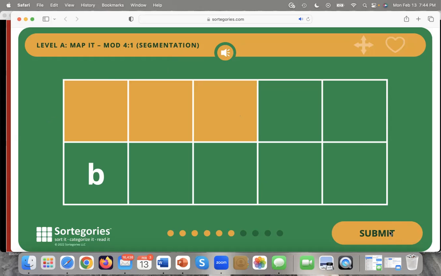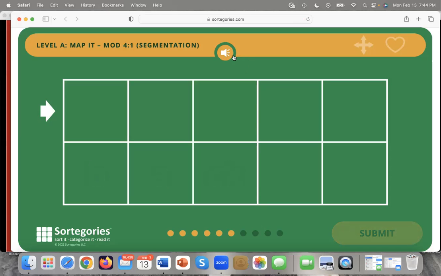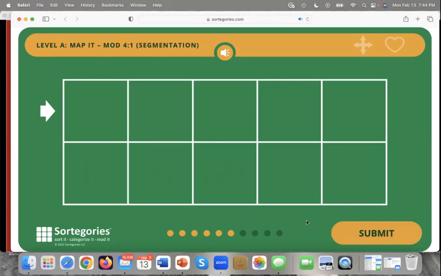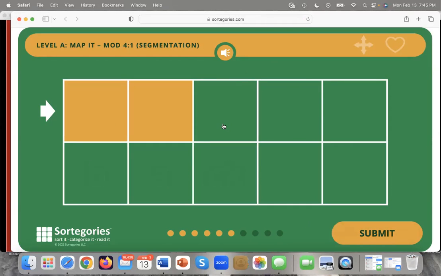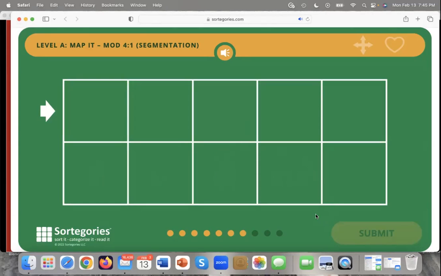Back. The word is from. Now, in this case, it's going to be from. And what we're showing is where the sound is different than the sound to spelling that students may know.